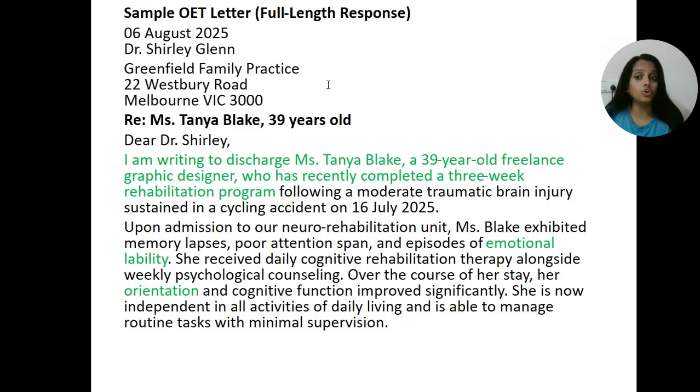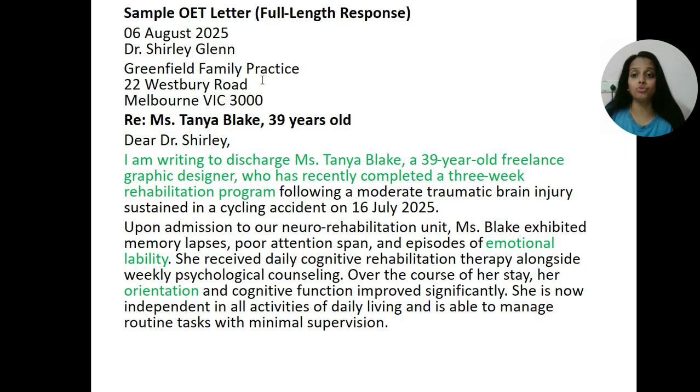The second one is content, which is very appropriate and has been selected well. There is no irrelevant information, no crash scene details or helmet commentary, right? Only what's relevant for the GP's ongoing care is included. And the third one is conciseness and clarity, which is very strong. The usage of precise language such as orientation, emotional lability, multitasking, right? And there is no repetition or vague phrasing.